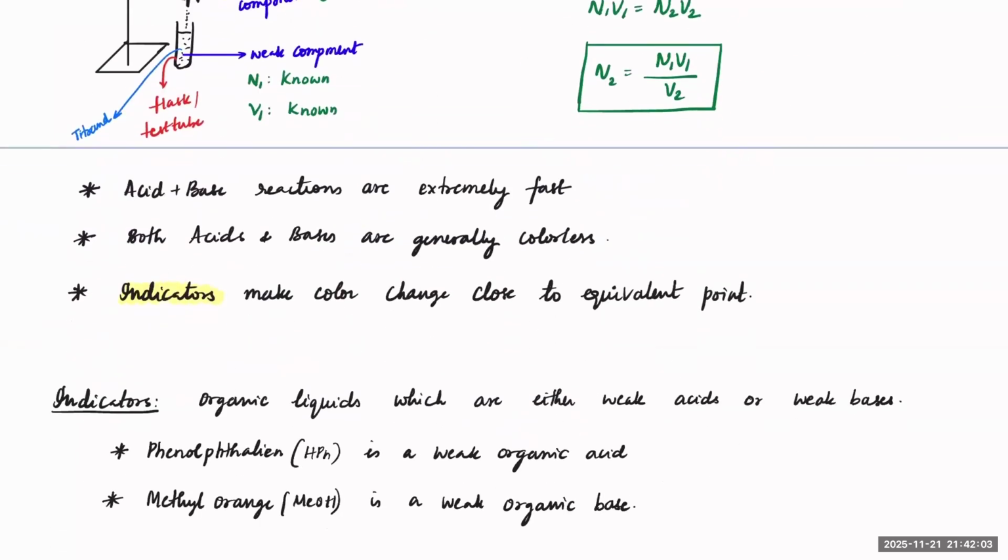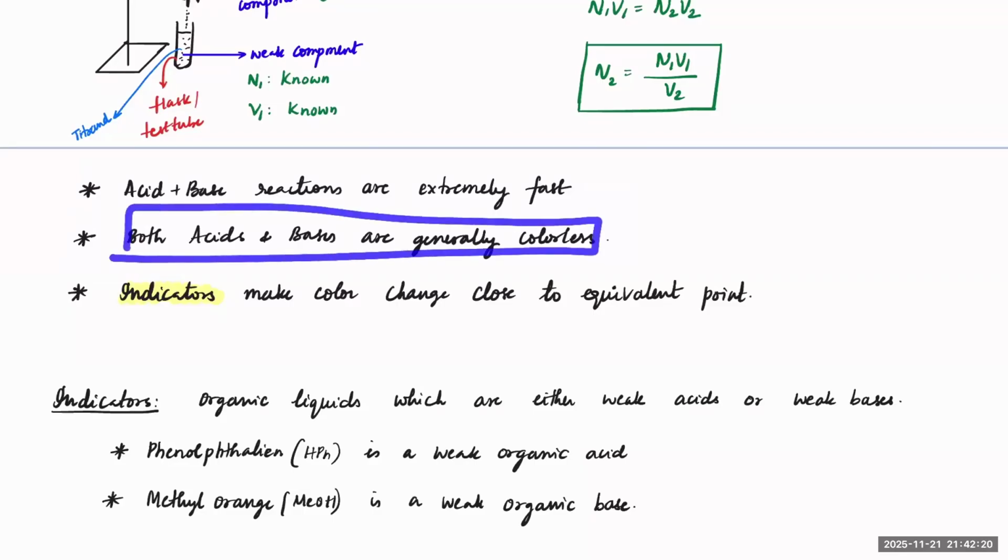To do that, first realize two things. Acid-base reactions are extremely fast. Okay. So that means instant reactions. As soon as the acid hits the base, immediately salt formation will take place. And both acids and bases are generally colorless.